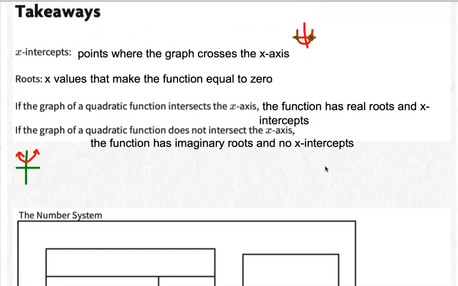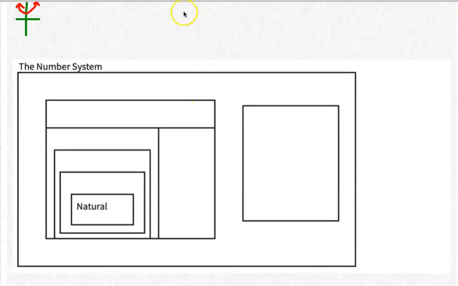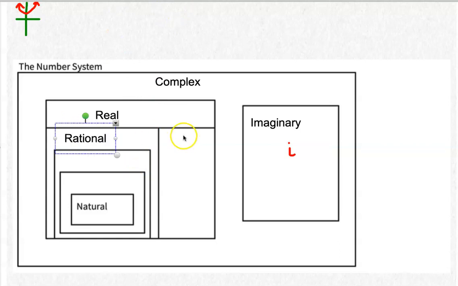All right, very last thing here to talk about is just a breakdown of the number system. So we talked earlier that every single number is a complex number, right? So we put that out in the big square here. And complex numbers are made up of imaginary parts and real parts. So imaginary parts would be anything that includes an i. The real parts are the numbers you are used to seeing, and the real numbers break down even further. So real numbers break down into rational and irrational.